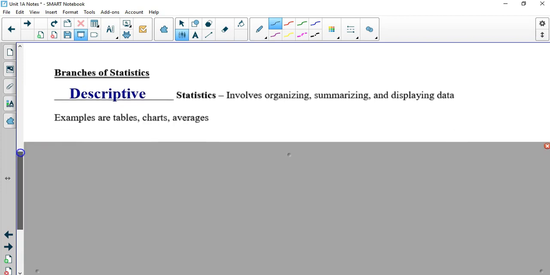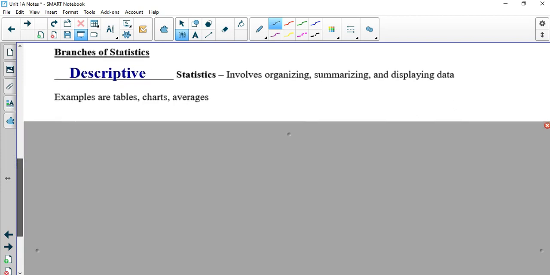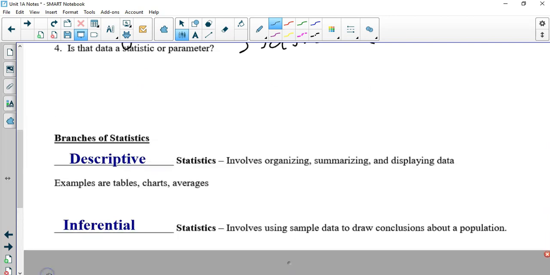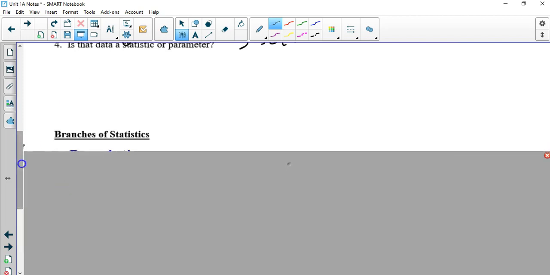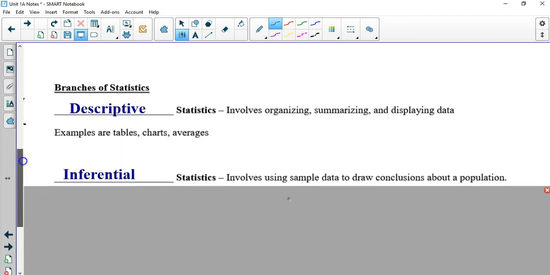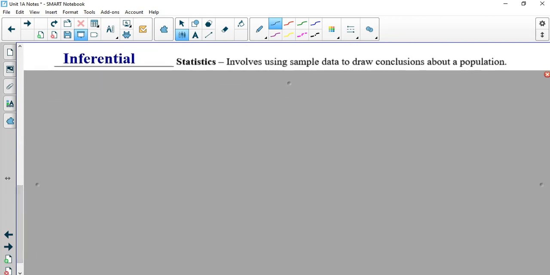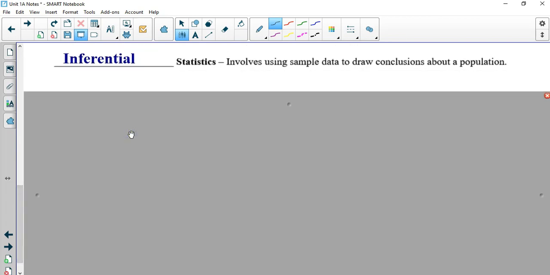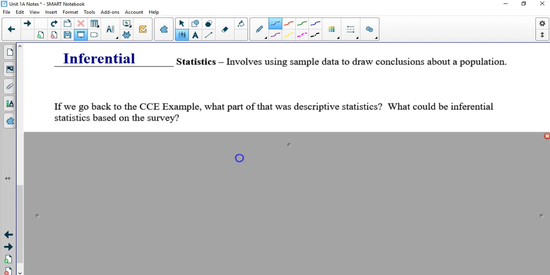All right, branches of statistics. Well, there's descriptive statistics, which involves organizing, summarizing, and displaying data, such as tables, charts, and averages. Okay, so if you can look at a table or a chart, it gives you that information. That's descriptive. Inferential statistics involves using sample data to draw conclusions about a population.